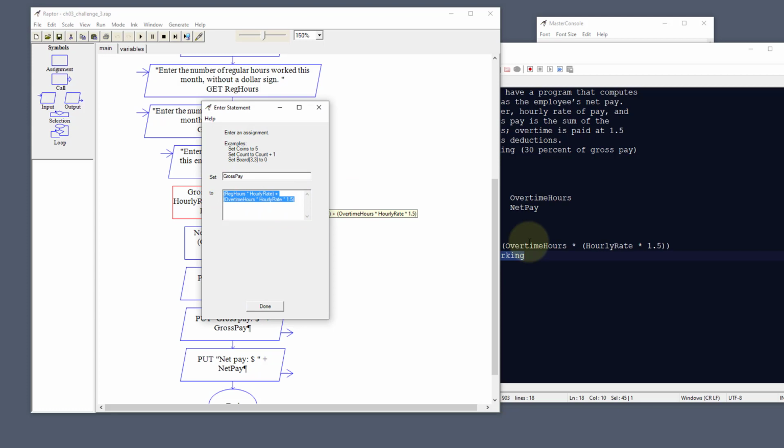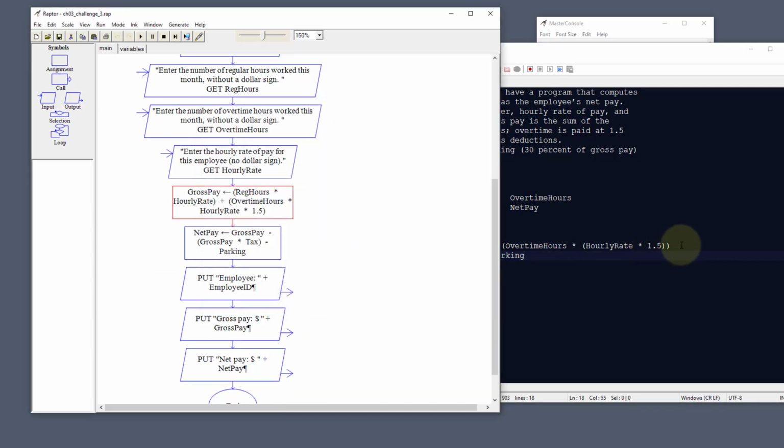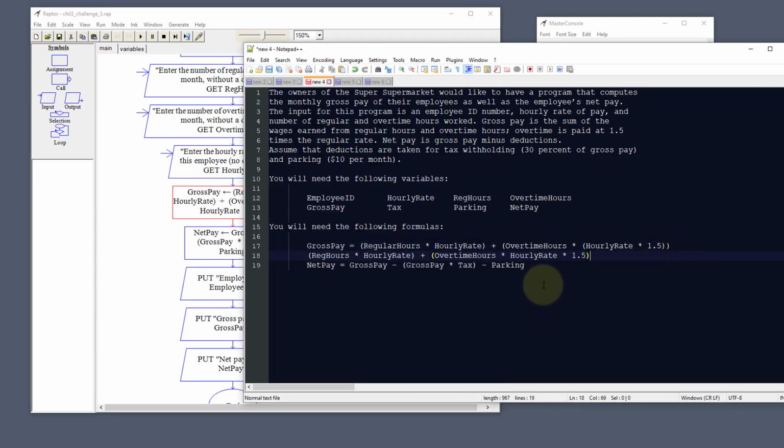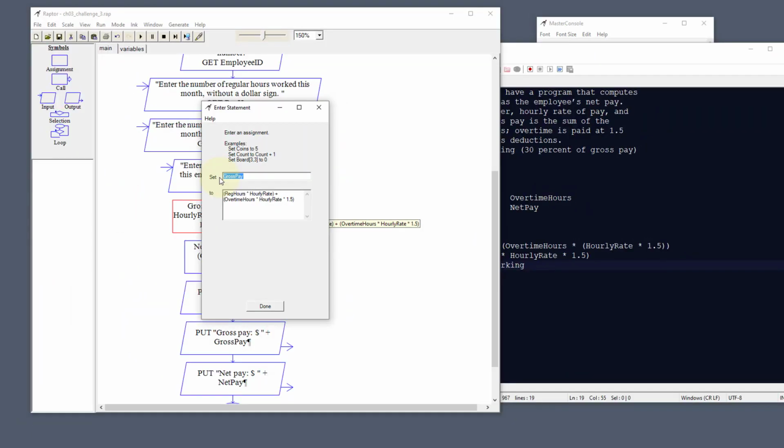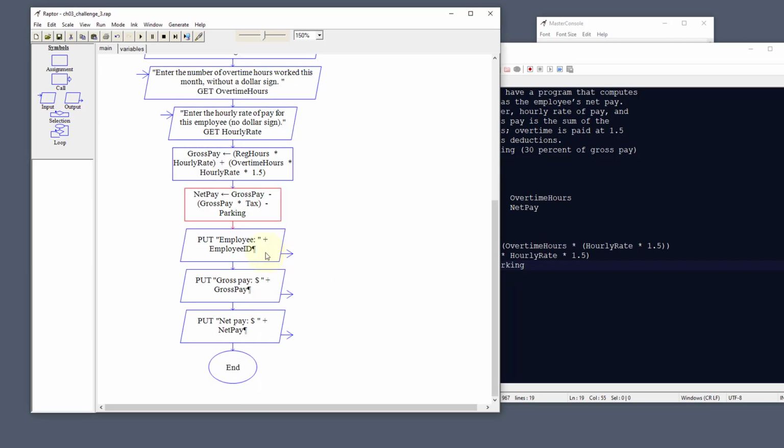And these are our formulas that we pulled from over here. So if we pull up over here, this is what they're going to look like inside of Raptor. Regular hours times hourly rate plus overtime hours times hourly rate times 1.5. So that's what they'll look like. And we're going to say set the variable of gross pay to that calculation. Then we're going to set our net pay, and that's based on our formula. Net pay is gross pay minus gross pay times tax minus parking. And then we'll output to the user. We're going to say your employee and employee ID has a gross pay of whatever the gross pay variable is, and then put net pay as the net pay.